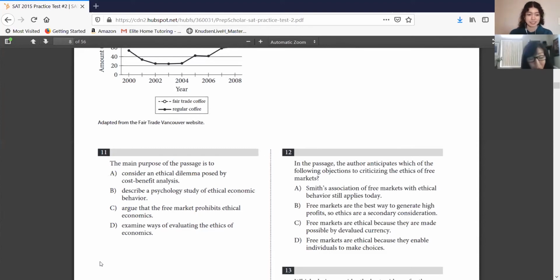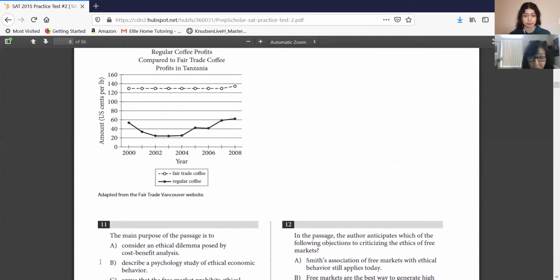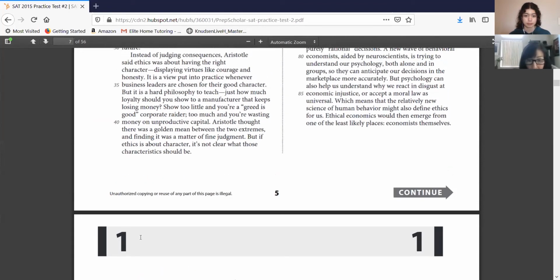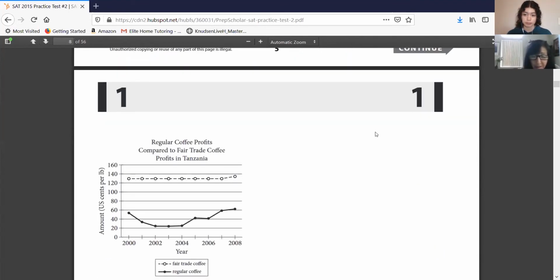It's D, so you were close. B is the most frequent incorrect answer. The reason being that it's not describing a psychology study, but it's examining ways of evaluating the ethics of economics, which is really kind of that last line there. Ethical economics would then emerge from one of the least likely places, economists themselves. Had we read the first paragraph as well, we would have seen the continuity between it, but you can see how looking at that last paragraph is very helpful.